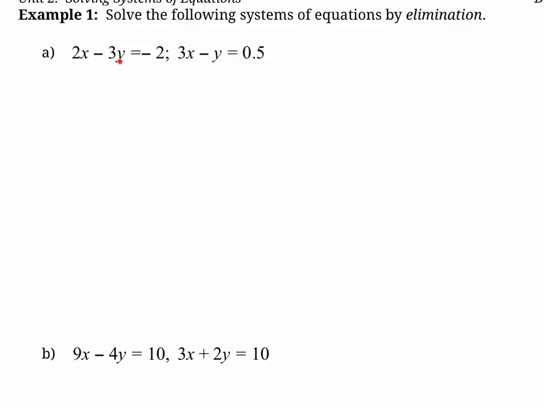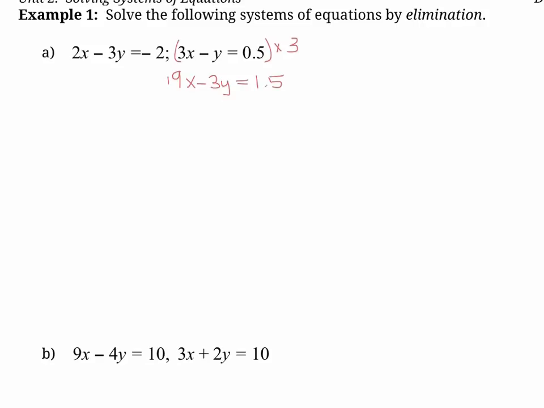This variable term is negative 3y. This variable term is negative 1y. What if we were to take this entire thing and multiply it by 3? Wouldn't it make the y's match? My new x variable would be 9x. My new y variable would be negative 3y. And then my constant is 1.5, which is what 0.5 times 3 is.